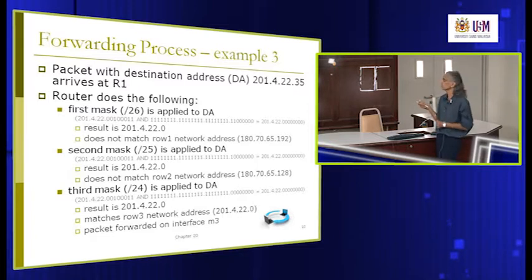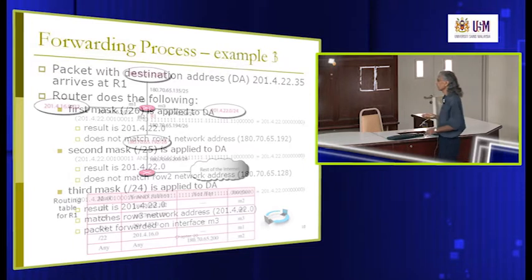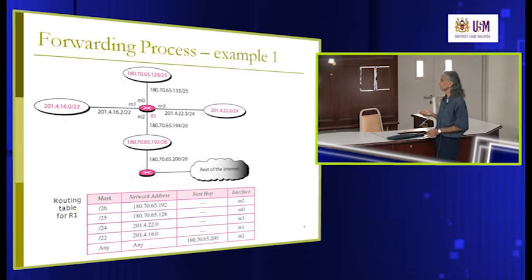Okay, so we go to the next entry. Now we do the second mask. We apply the second mask to the destination address and get this result. It does not match with the second entry, so we skip. Go to the third one now, slash 24, and again we get a result. Then we compare this with the network address of row 3, and we see it's the same. Therefore, this particular packet will be forwarded to M3, which is row 3. That means the host is somewhere here.